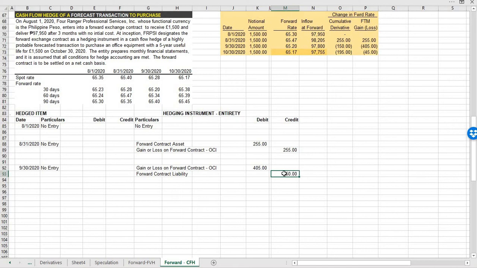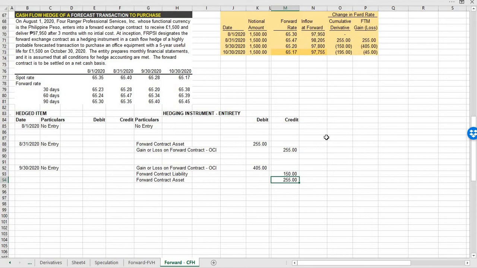Tapos, dahil ang derivative natin is now a liability, kailangan nating tanggalin yung forward contract asset na 255. Kaya, credit tayo ng forward contract asset 255. So this time, ang ginamit kong account title for the derivative account is either an asset or a liability. So, unlike doon sa discussion ko sa fair value hedge, ang alam ko, offsetting account yon na isang account title lang ang ginamit ko.